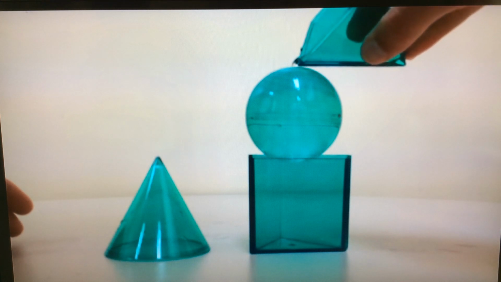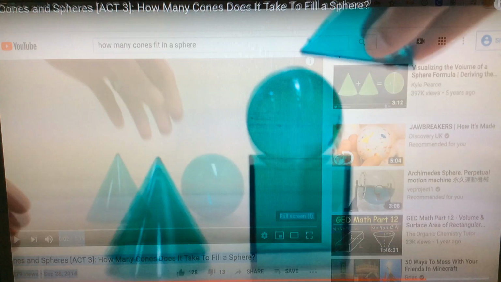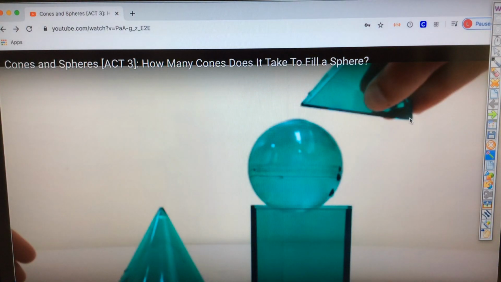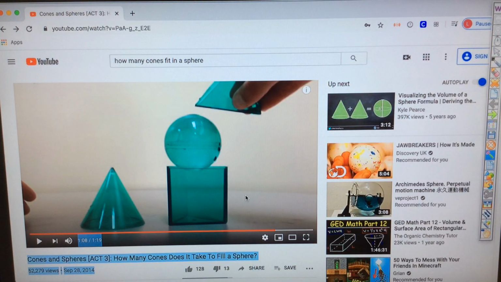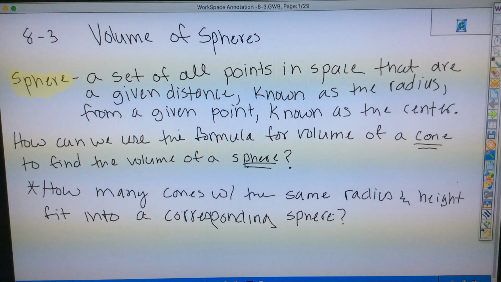And there you have it. 2 is the answer. So if you guessed 2, you are correct. If maybe you thought 3 because of last time, turns out 3 isn't going to work. So this time 2 cones can fit into a corresponding sphere. The volume of 2 cones can fit into the volume of a corresponding sphere. Okay, so let me walk you through basically what this means.